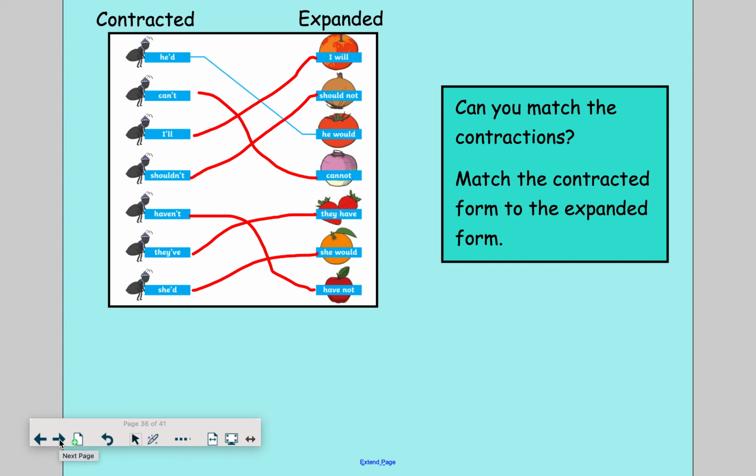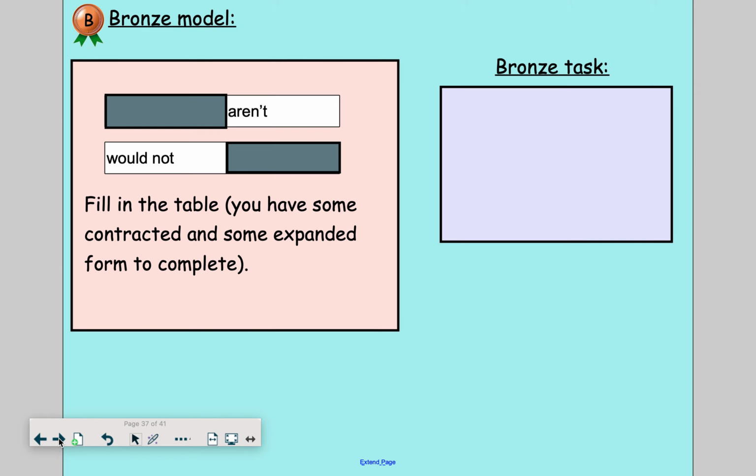Anyway, okay, that's that. Let's move on. Hopefully you got all those right. Is there any there that we didn't do? Nope, all of them are matched. Wonderful. Onwards and upwards, my friends. Here we go. Right then, our model of bronze for you. So here we have aren't and would not.